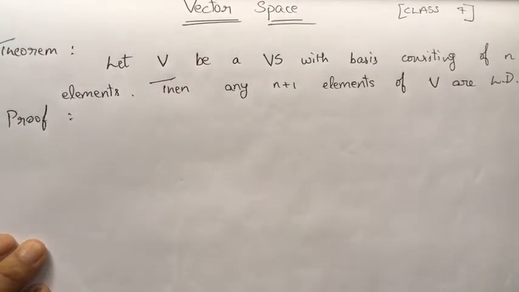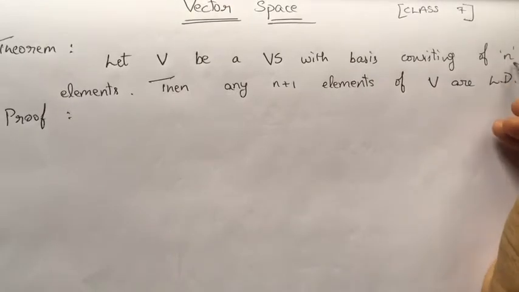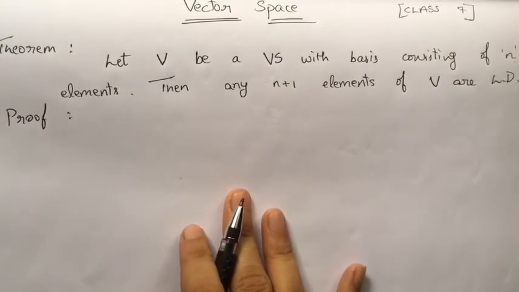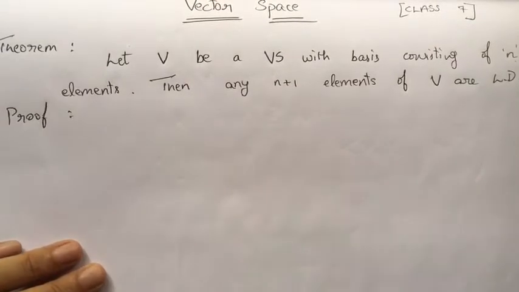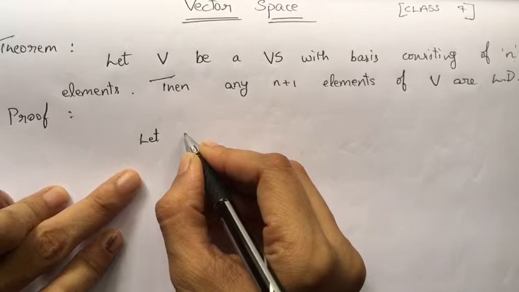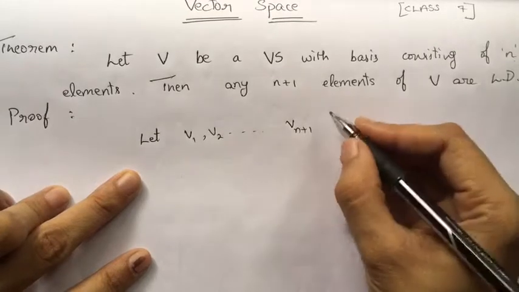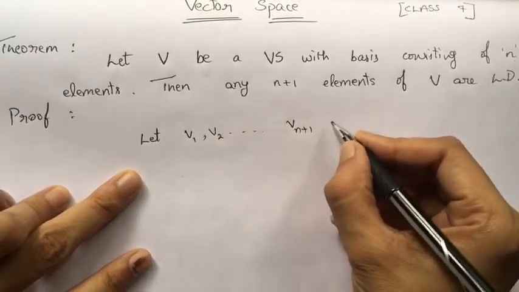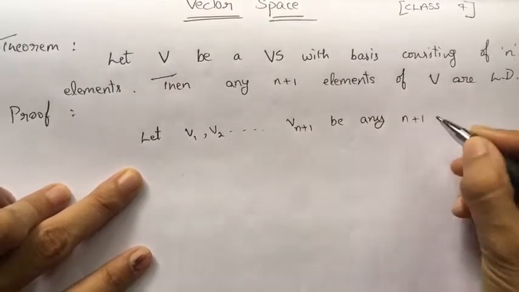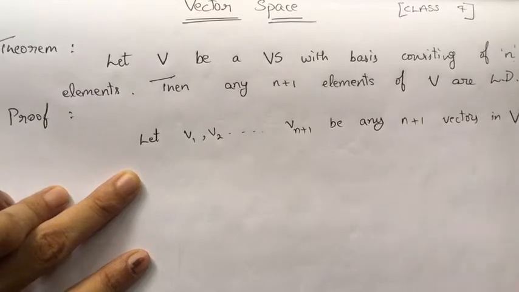You can prove this in different ways. You can prove it by using induction on the number of elements, that is n. I'll take up the other way. If I have n plus 1 elements, any n plus 1 vectors in a vector space V, let v1, v2, dash dash vn plus 1 be any n plus 1 vectors in my vector space V.